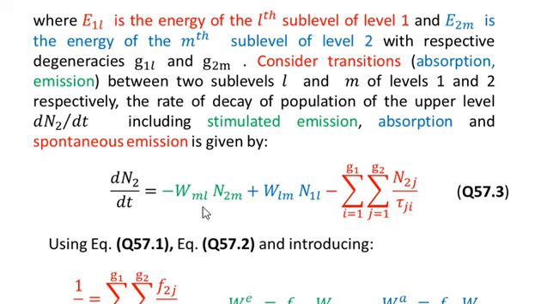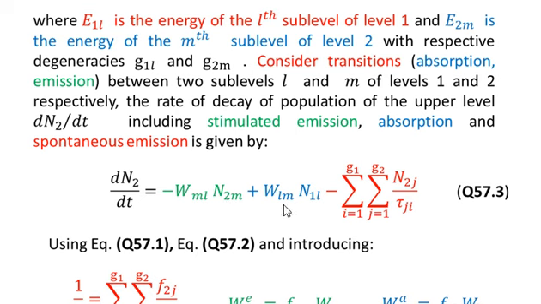So let's go back to the green term, which is due to stimulated emission, which is minus W_ML. Minus W_ML means the transition rate from the sublevel m of level 2 to the sublevel l of level 1. And then we have N2M. Small m is the mth sublevel of level 2. So N2M is the population present in the sublevel m of level number 2.